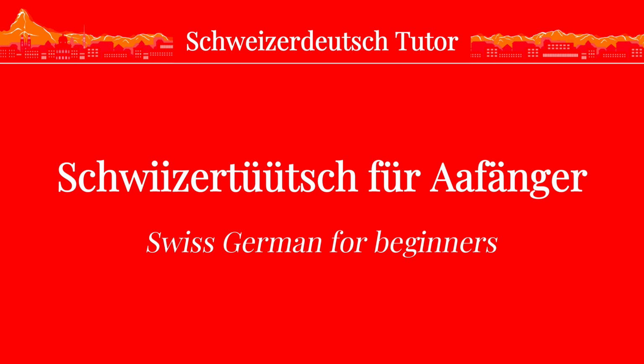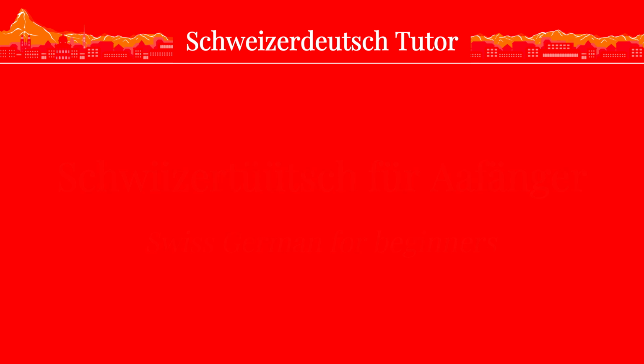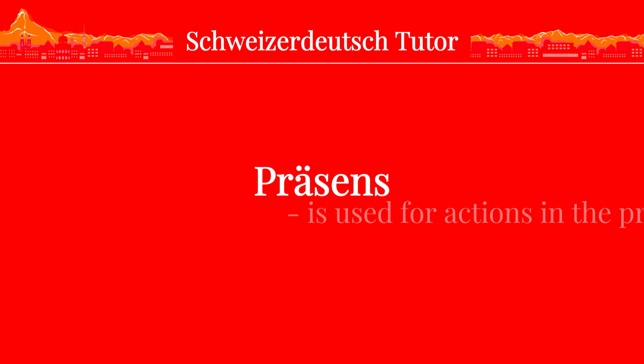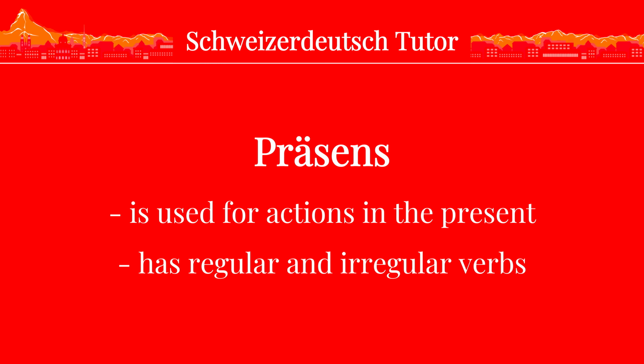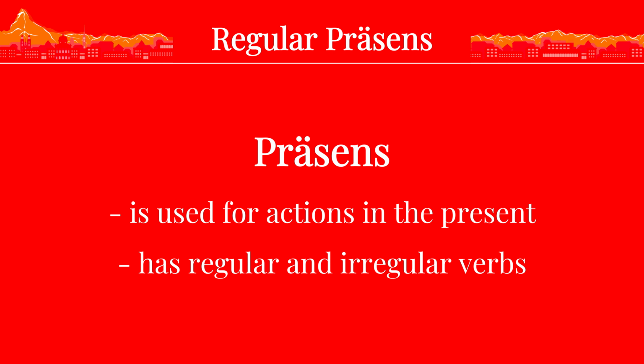In today's video, we are going to talk about regular verbs in the Präsens, the present simple. We use the Präsens to talk about actions in the present. Like in English and High German, there are regular and irregular verbs in the present simple tense. Let's talk about regular verbs. The procedure is the same in Swiss German as in High German.